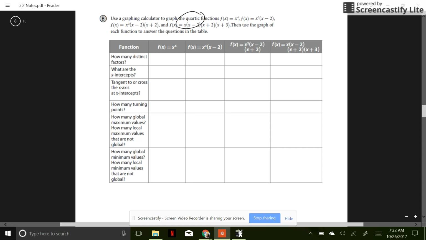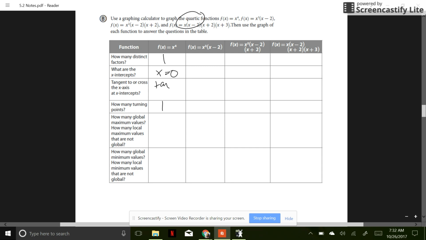So let's get back here. How many distinct factors? 1 distinct factor. The x-intercept is at x equals 0. It's tangent at 0. And it has 1 turning point.